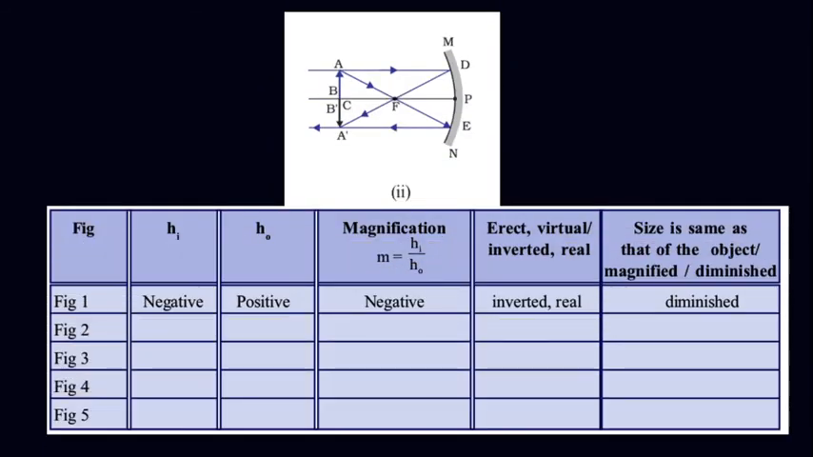And where is the position of the object? That is at C. And what is HI? HI means the image is at C itself, and that is downwards, that is also negative. And HO is positive, and if one is negative, then the magnification is negative. And what about the nature? Yes, real and inverted. And the size is the same as that of the object. When the object is placed at C, the size of the image will be the same size as that of the object.